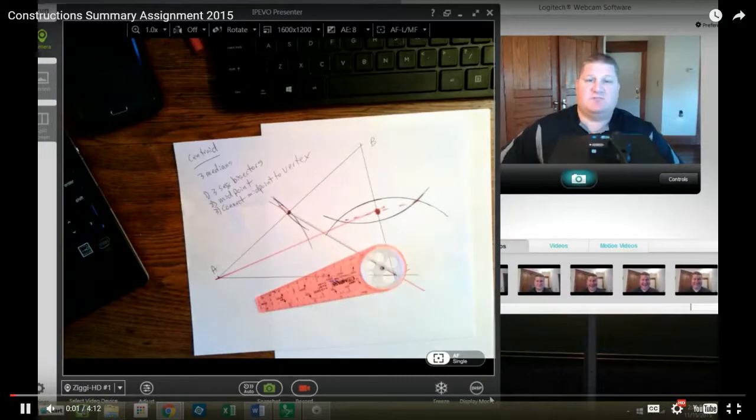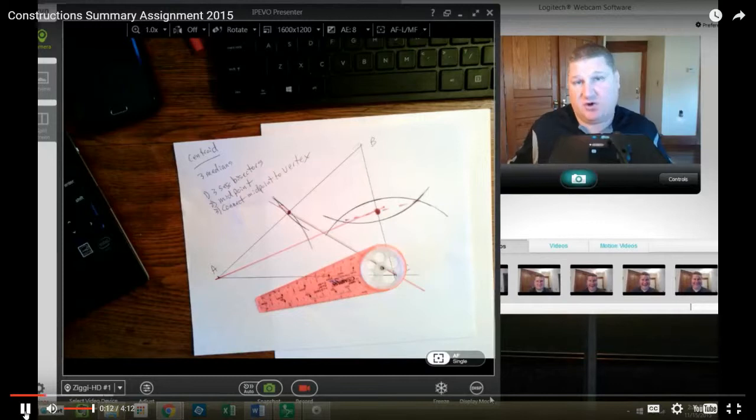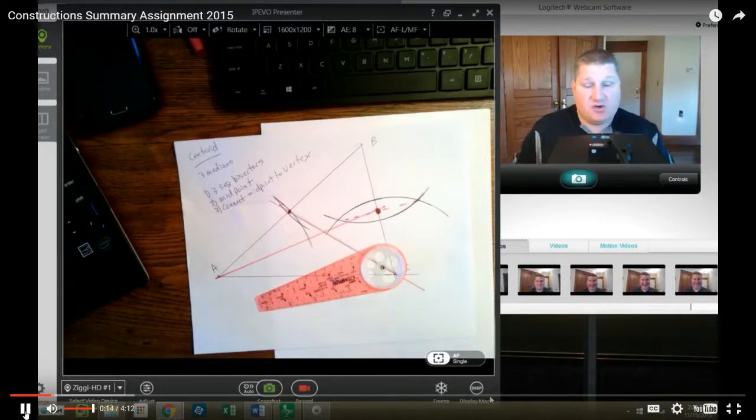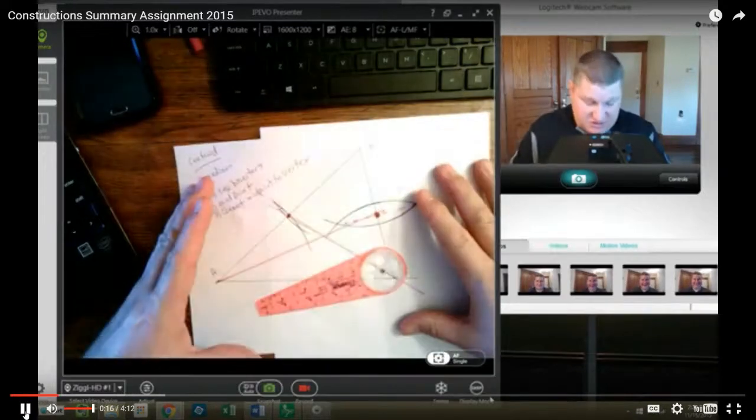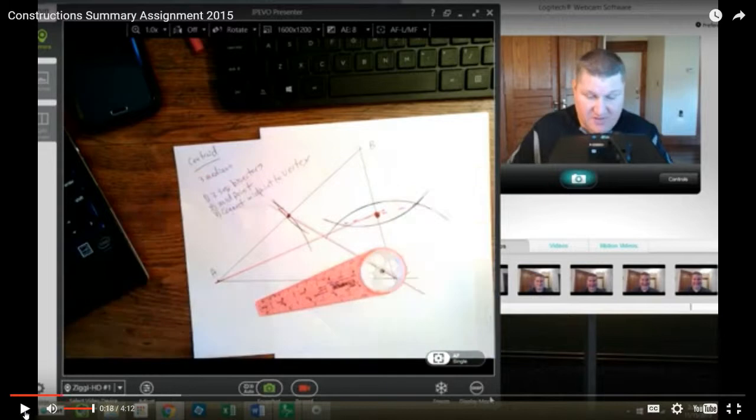Okay, ladies and gentlemen, here's what I want to do. I want to explain to you how we're going to do our construction assignment. Now, our constructions assignment is where you're going to create each of the constructions that we've been talking about in our constructions module. You're going to need to do the construction, just as you see we have here.